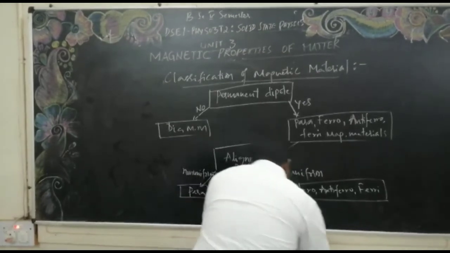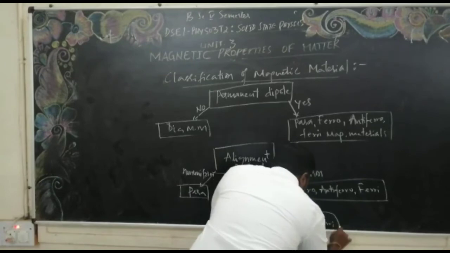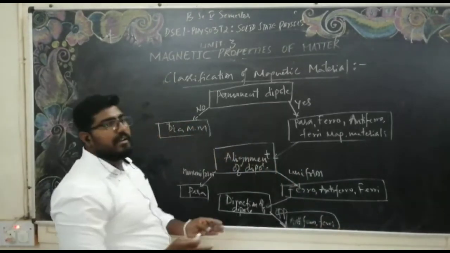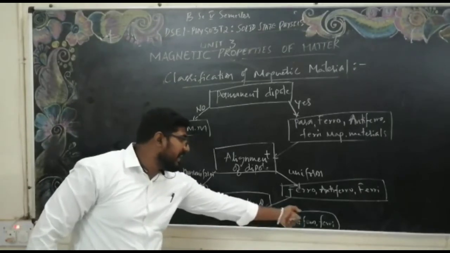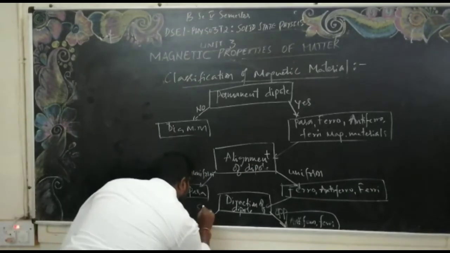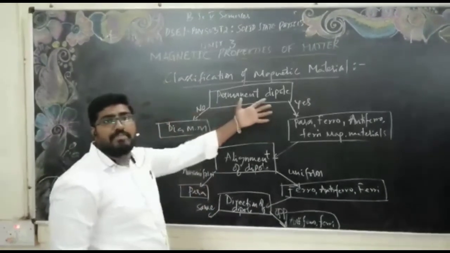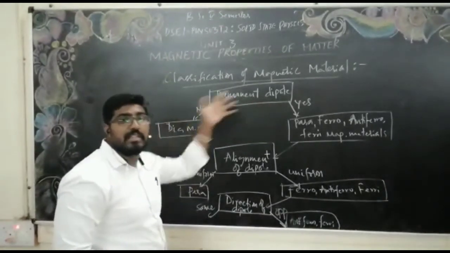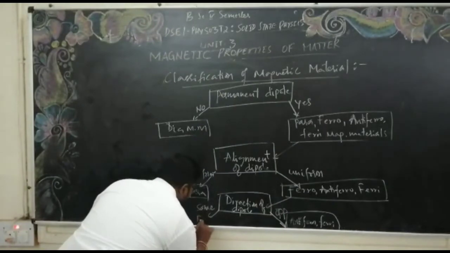antiferro and ferri. If they are opposite, that means the directions of the dipoles are opposite, those types of material are antiferro and ferri. If the direction is the same, same in the sense along the external magnetic field, if the dipole moment is along the external magnetic field, in that case it is ferro.